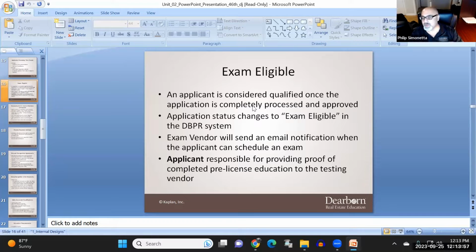Or if you go in to take the test at the center, you've got to take a copy with you. So that could be scheduled, but then you would have to write down that email and make sure you send it before you go take your test. So the applicant is responsible for providing proof of completed pre-licensure education to the testing vendor. That's the Pier 21 view, like I was just telling you.